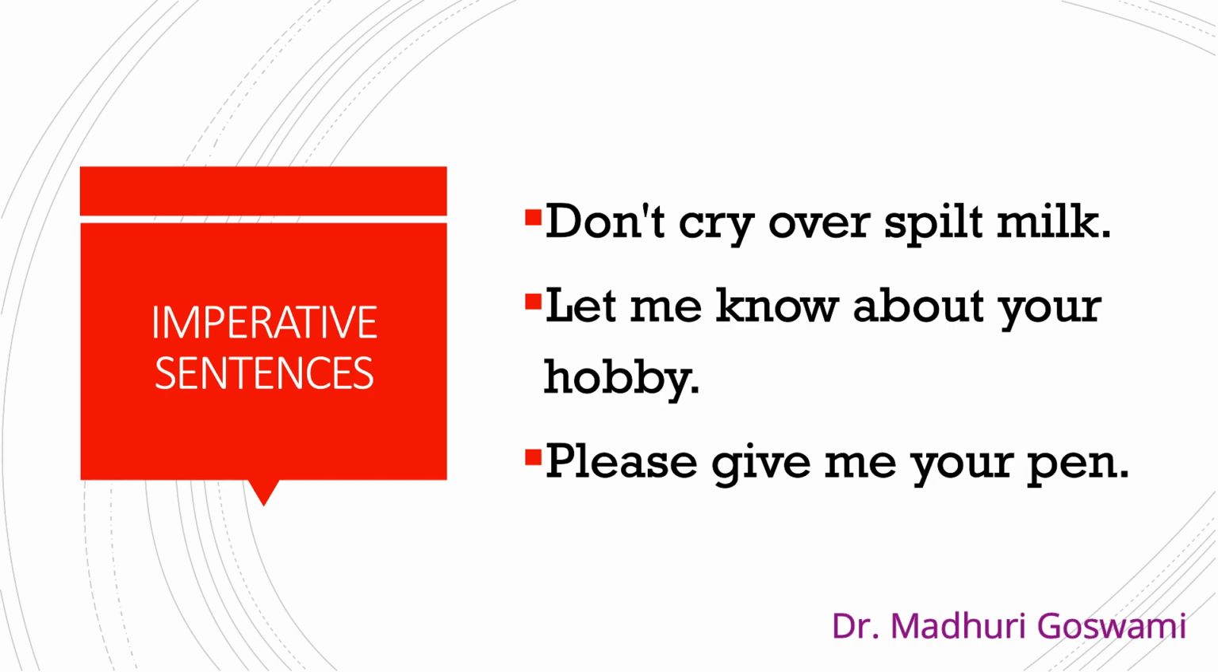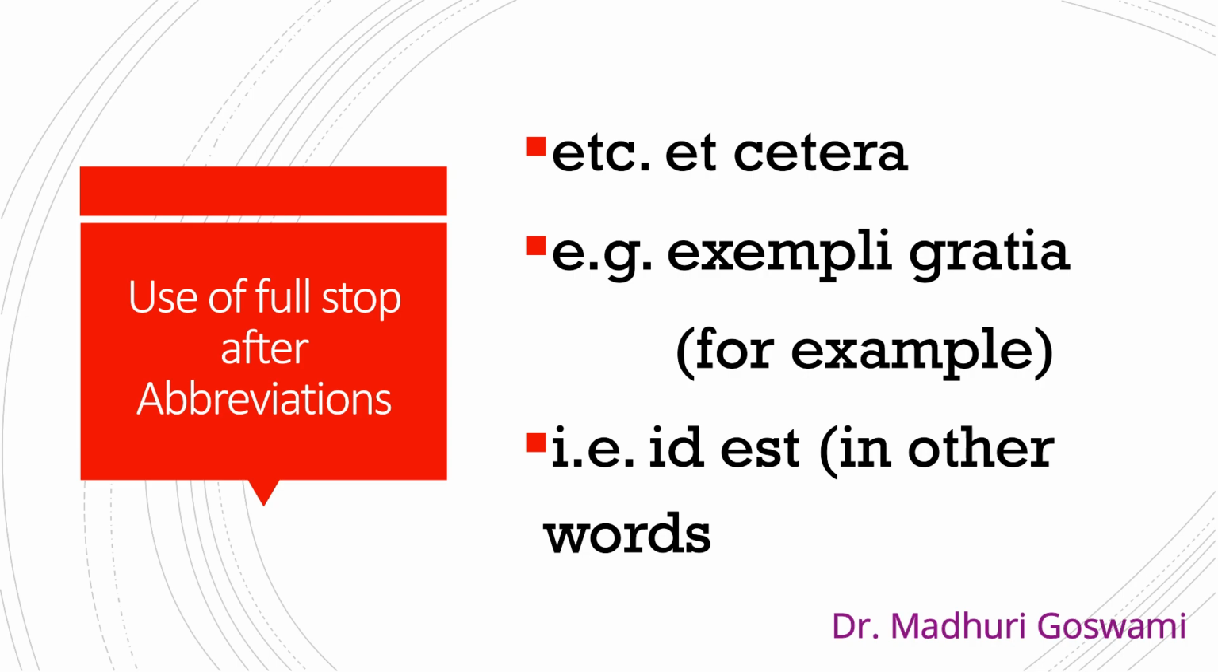So, the full stop is used at the end of declarative and imperative sentences, and it's also used after the abbreviation of words. Have a look at the examples of abbreviations. Etc. This is used for et cetera. E full stop, G full stop, e.g. It's an abbreviation of the Latin term exempli gratia, and it means for example. In the same way, there is one more example, i.e. It's the abbreviation of id est, which means in other words or that is.